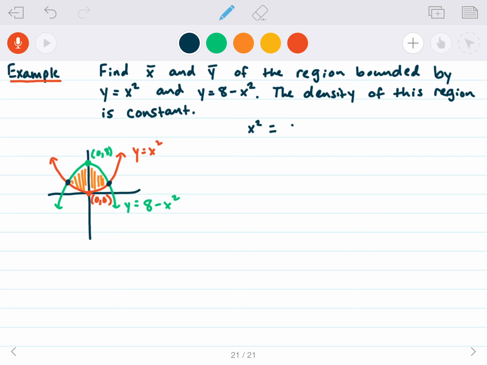We have x squared equals 8 minus x squared. If I add x squared to both sides, I get 2x squared equals 8. Dividing both sides by 2, I get x squared equals 4. And finally, taking the square root of 4, I get x is equal to positive and negative 2. So these are my points of intersection, and those are my bounds for my integral.